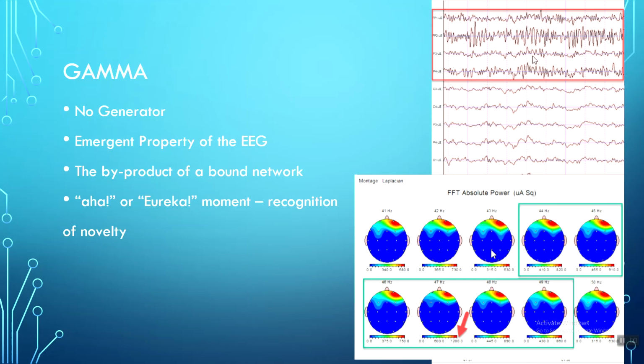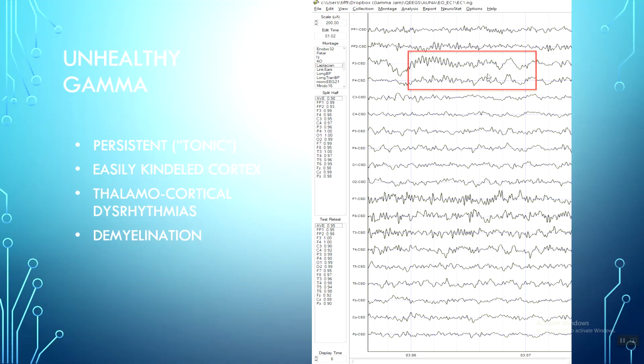This is an individual who's an active channel. And so it's a channeler of spirits. And this is someone who's showing this incredible amount of gamma in his prefrontal. Unhealthy gamma. Unhealthy gamma is persistent gamma or tonic gamma.